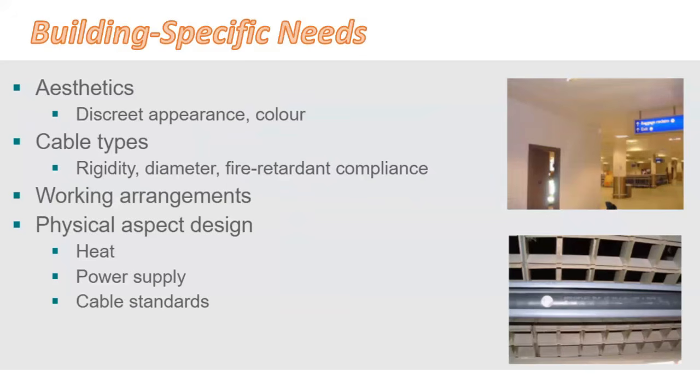Apart from RF requirements, in-building design should have some building-specific considerations. It may be related to aesthetics, where the color of cable and the color of antenna should match our walls and our buildings. Then we have the cable types. So we should think of the rigidity, diameter, and fire retardant compliance. We have to think of the working arrangement as well. Also, physical aspects of design like heat, power supply, and the cable stand.